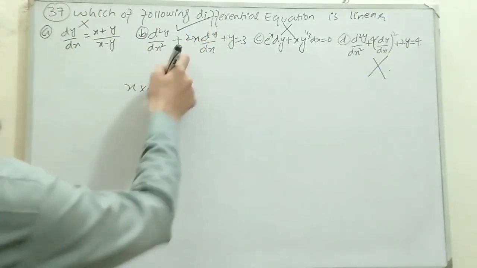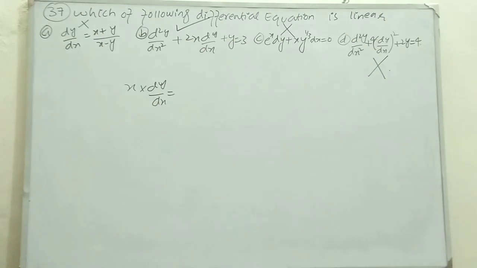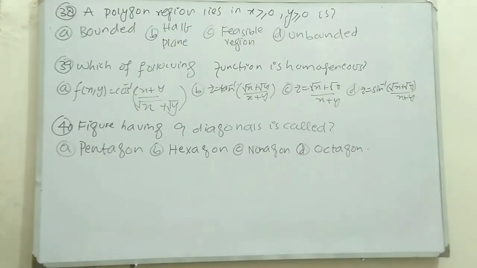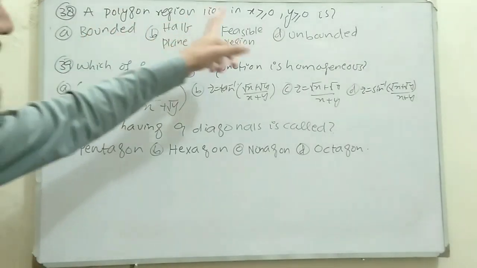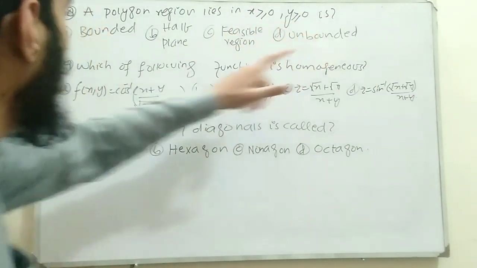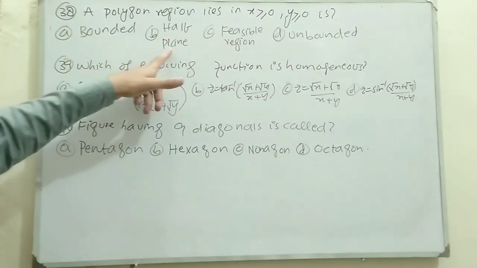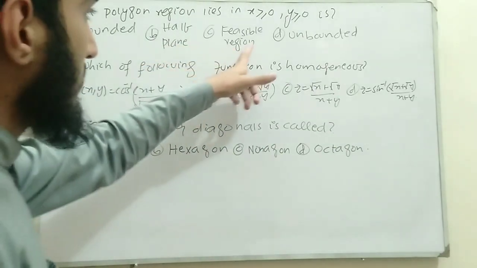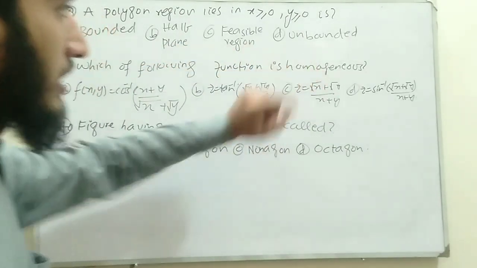So the correct option is option B for MCQ number 37. Now move toward MCQ number 38. It tells that a polygon region lies in x greater than or equal to 0 or y greater than or equal to 0. Option A is bounded, B is half plane, option C is feasible region, and the last option is unbounded.